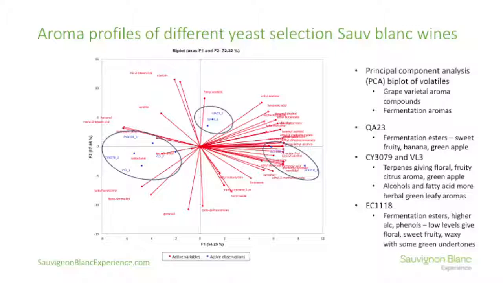And if you look on your left, CY3079 and VL3 are together. They're together because they're more terpene oriented. They have more terpenes, a little bit more fatty acids and higher alcohols. Now, I would like to relate what we observe in them to their chemical parameters a little bit more than what I've done previously. We have a little bit more time in this session.